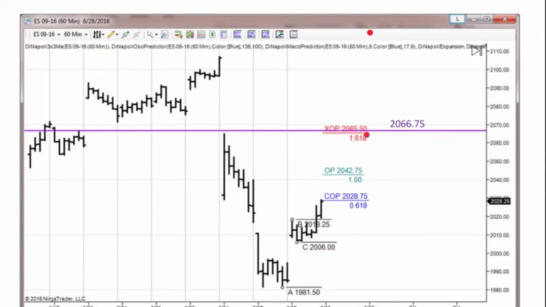The last digits are 550, and the digits here are 6675. The 675, this is the 0.618 retracement. So we have agreement here at the XOP and the 0.618 retracement. And this is typically a wonderful place to be a seller.